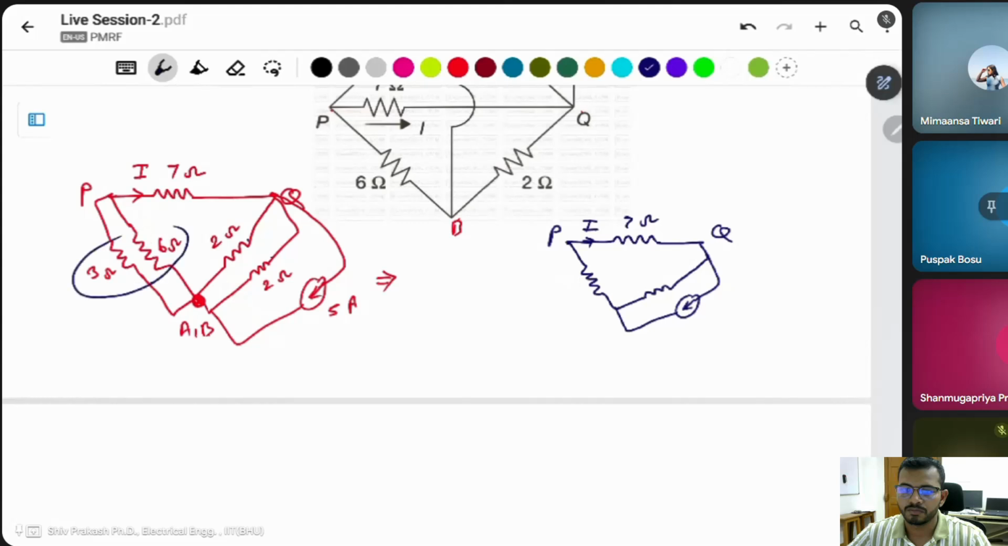These two are connected in parallel, and what is the equivalent resistance? R equivalent is multiplication of these two divided by the sum of these two, which is 2 ohm. For these two resistances connected in parallel, multiplication is 4 divided by 2 plus 2, which is 4, so 1 ohm. Okay.